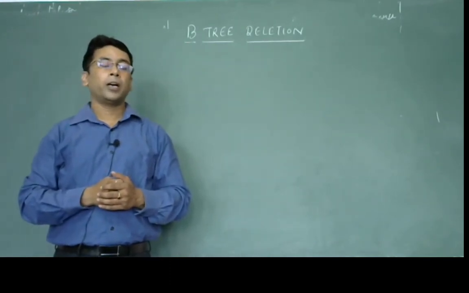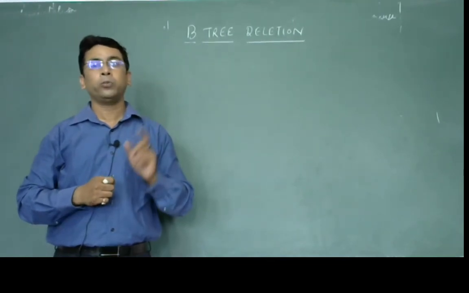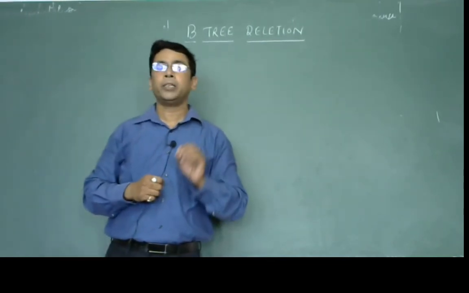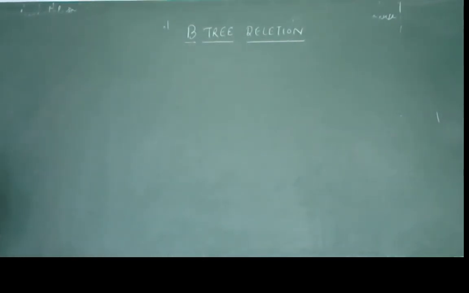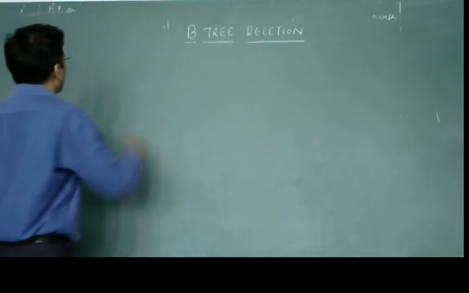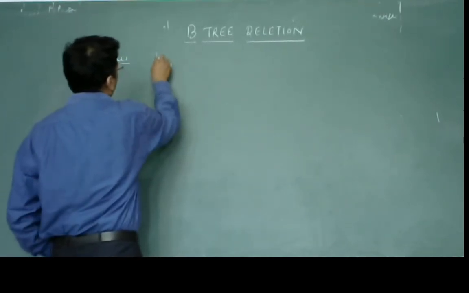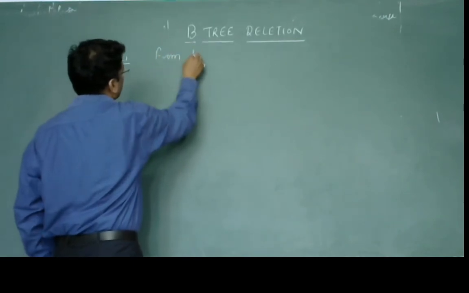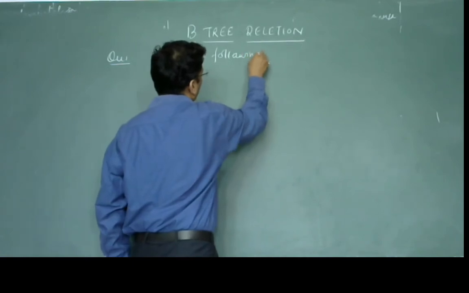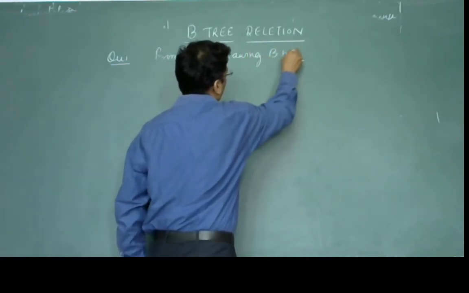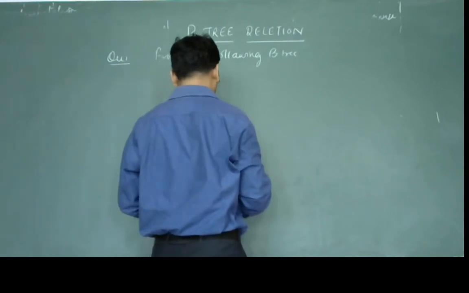So I am going to take an example with the help of which I am going to explain these properties in a better way. Suppose there is a question from the following B-tree. The B-tree is like this.